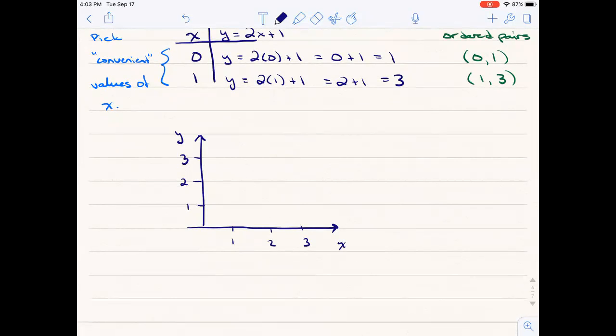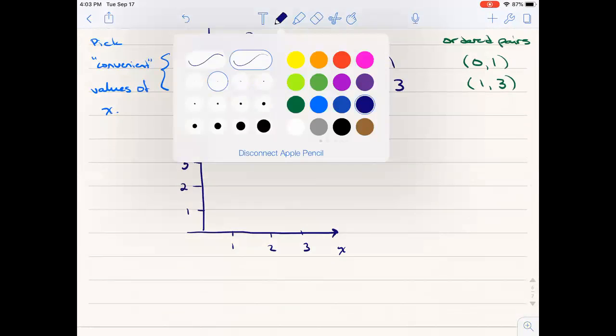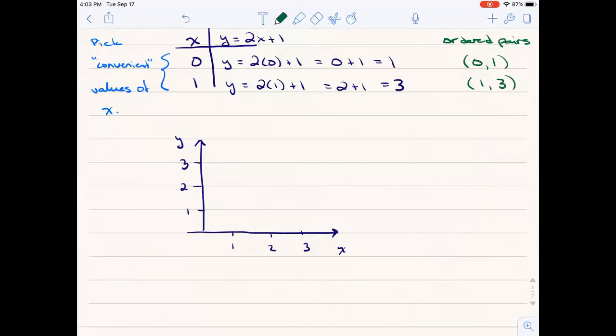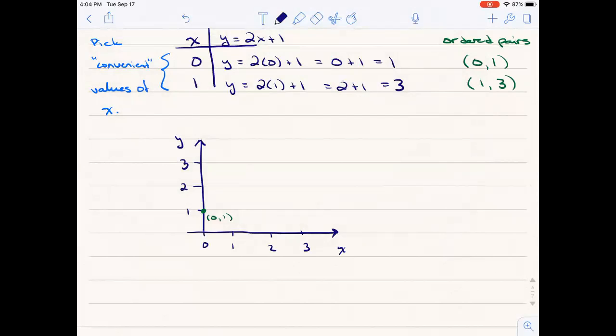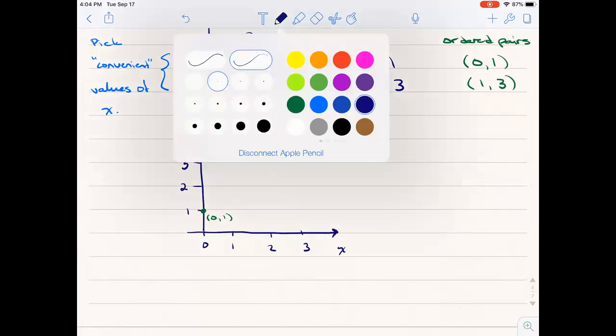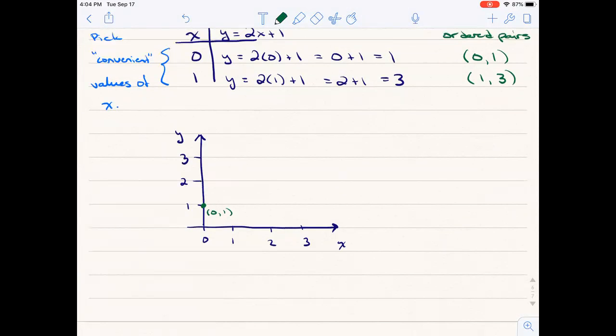So to draw this line, y equals 2x plus 1, I have to first plot these ordered pairs on here. I'll color code them. So when x is 0, y is 1. That's here, that point. And I do expect you to be able to find points on a graph. And that's also the y-intercept, 1. My next point, when x is 1, y is 3. And so I'm here at 1 and then 3.